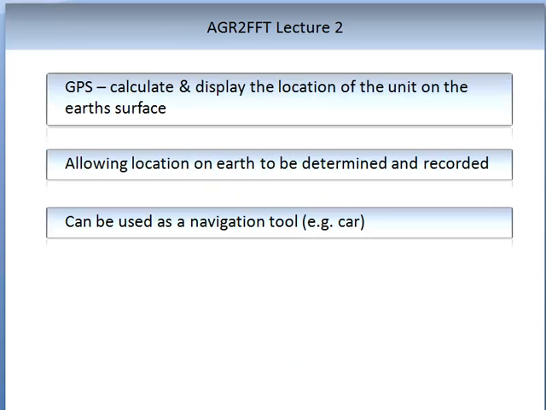The purpose of a GPS system is quite simple. It is to calculate and display the location of the unit on the Earth's surface, i.e., it can tell you where you are. This allows the location on the Earth to be determined and recorded. It also is used as a navigation tool. Many people will own one of these and use them regularly in their vehicles.